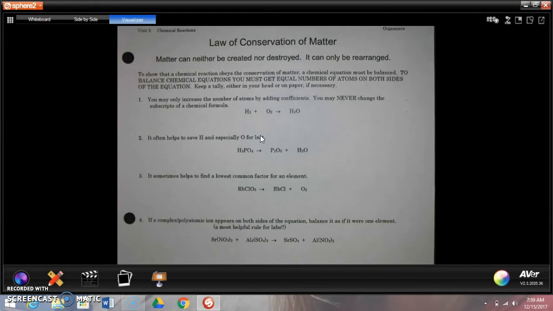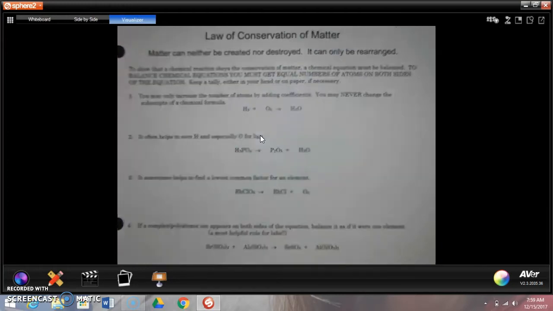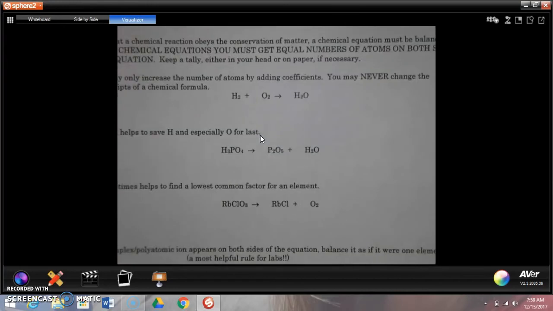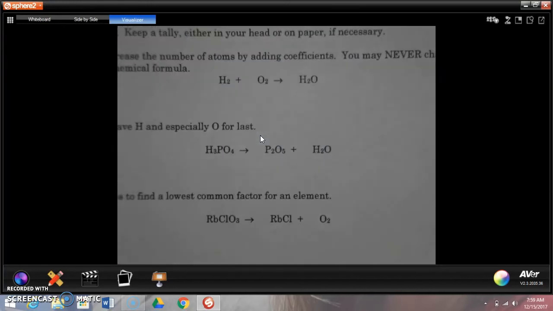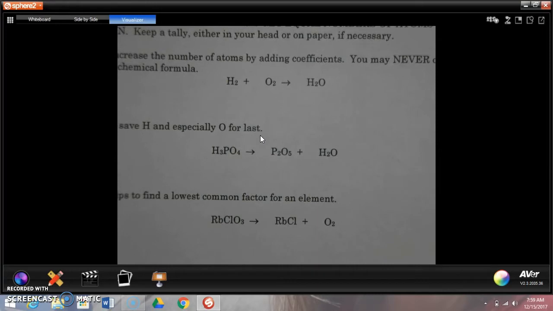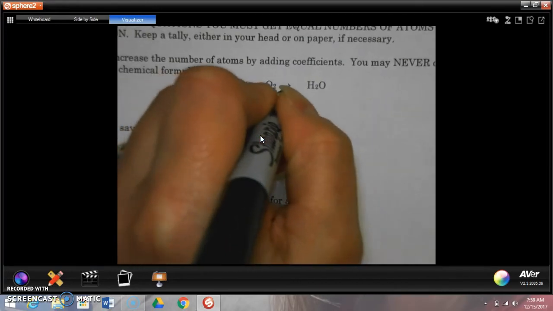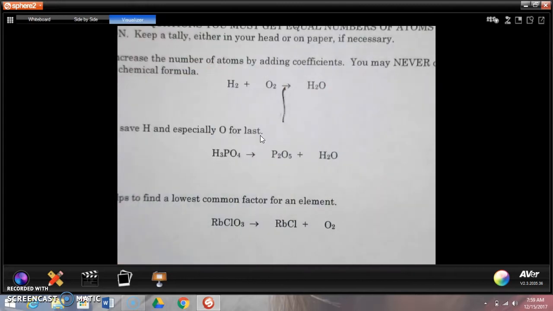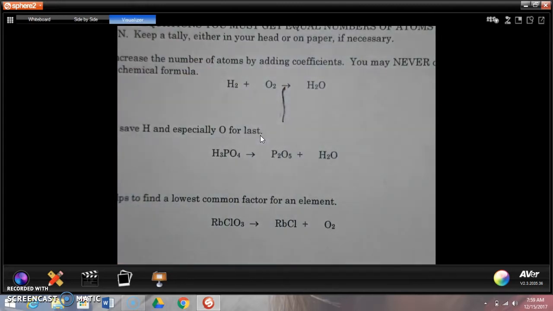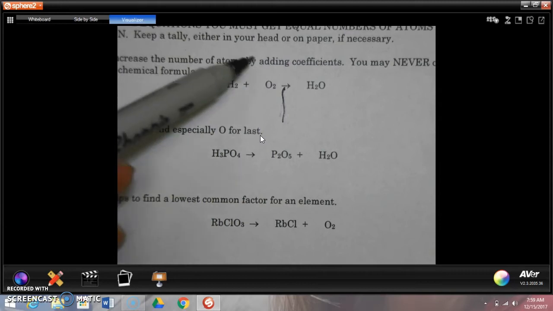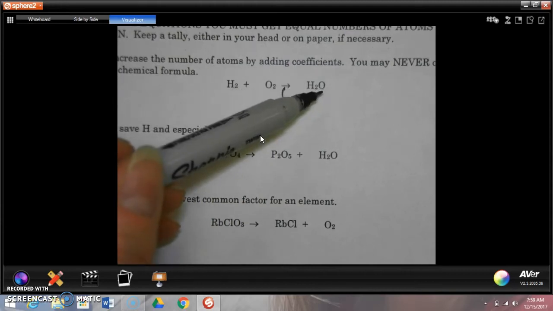So, for example, our first equation, I'm going to zoom this in a little bit since we don't need to see so much of the paper. So our first equation, very simple. H2 plus O2 yields H2O. So what I'm going to do is put a divider between the equation sides. The left side has to have the same number of atoms as the right side.